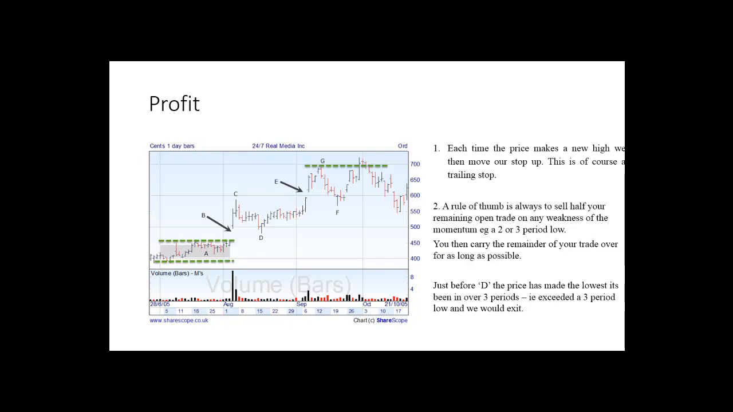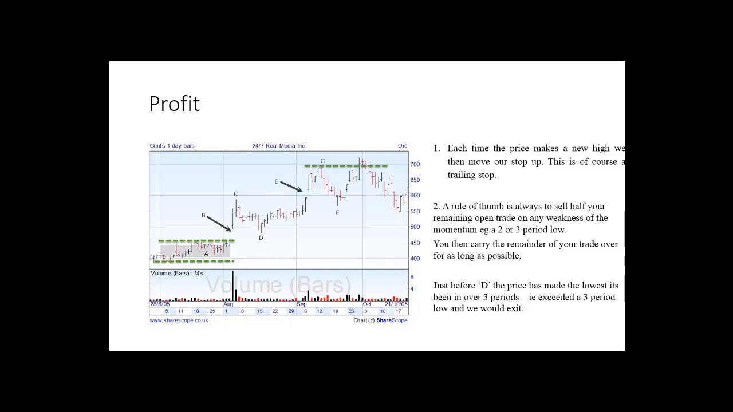Several points to make. Number 1, each time the price makes a new high, we then move our stop up. This is, of course, a trailing stop. We'll come to stops later. Number 2, a rule of thumb is always to sell half your remaining open trade at any weakness of the momentum, for example at a 2 or 3 period low. You can carry the remainder of your trade over as long as possible.